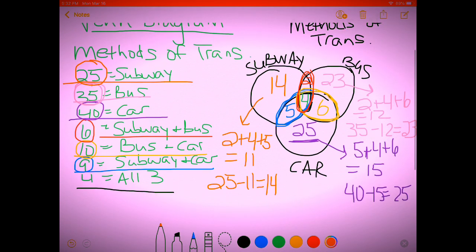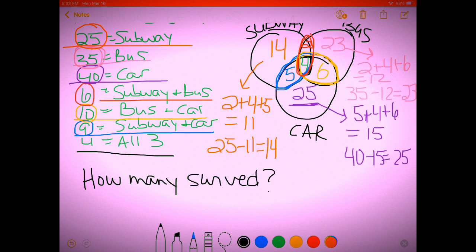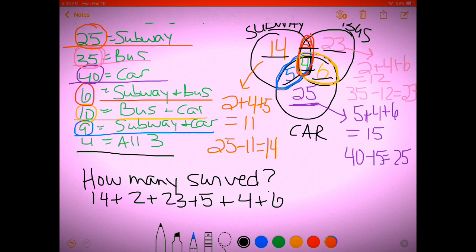Okay, now that we have our Venn diagram filled in, a lot of times the last question on these diagrams is how many total people were surveyed. The way we're going to find that out is we're going to add up all of the numbers in our Venn diagram. So we're going to take 14 plus 2 plus 23 plus 5 plus 4 plus 6 plus 25.